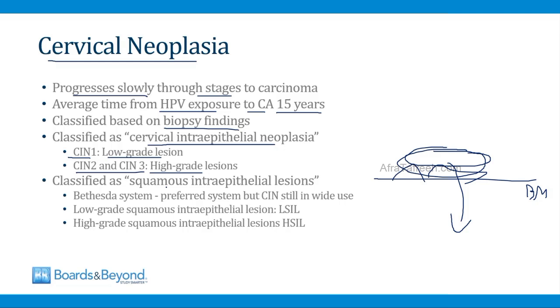The other system for classifying biopsy findings is the Bethesda system. This is the preferred system in modern practice, but the CIN system is still in wide use because it's been around for a long time. By the Bethesda system, lesions are classified as squamous intraepithelial lesions, or SILs. A low-grade SIL, or an LSIL, is a low-grade lesion far away from becoming carcinoma. A high-grade squamous intraepithelial lesion, or HSIL, is a high-grade lesion about to progress into carcinoma.